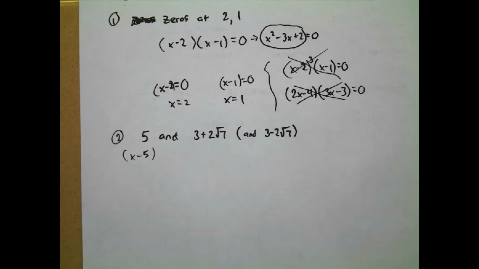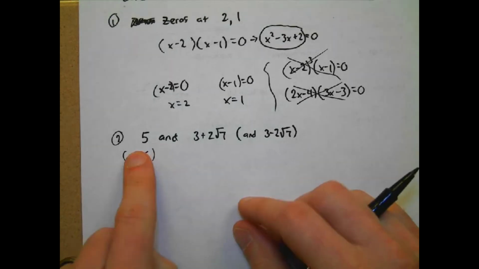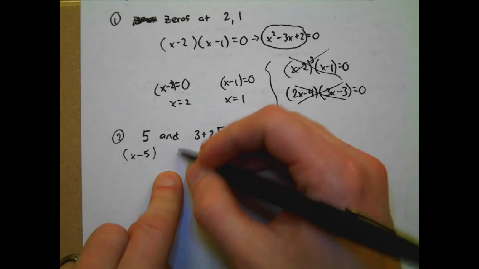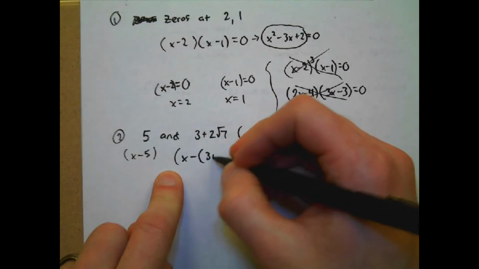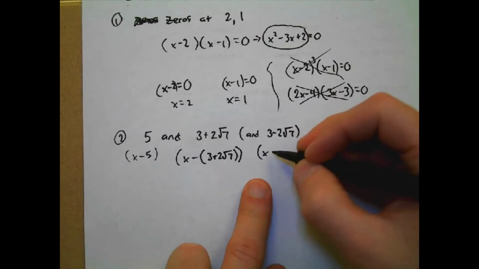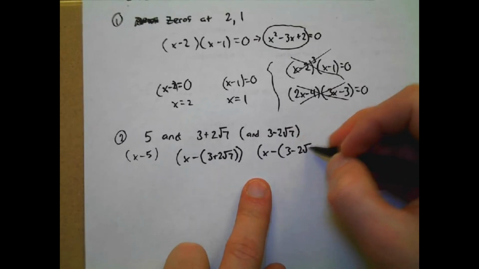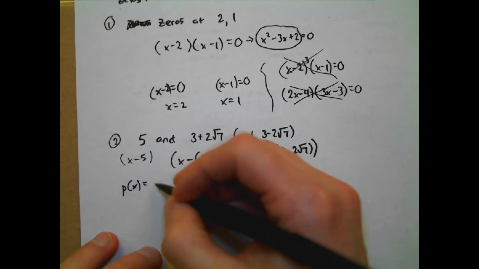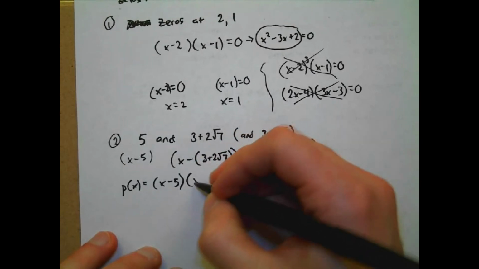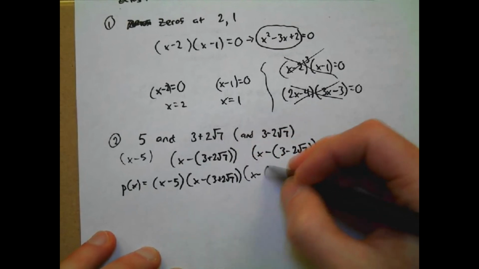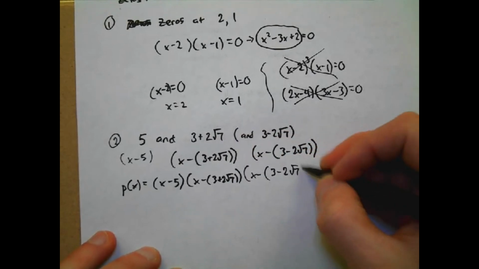So, what do we do here? Well, we could follow the same idea that we did right here, where if you have a positive 5, x minus 5. So for this one, we could do x minus 3 plus 2 root 7 and x minus 3 minus 2 root 7. Okay, and so you could say your polynomial was x minus 5 times x minus 3 plus 2 root 7 times x minus 3 minus 2 root 7. Okay?